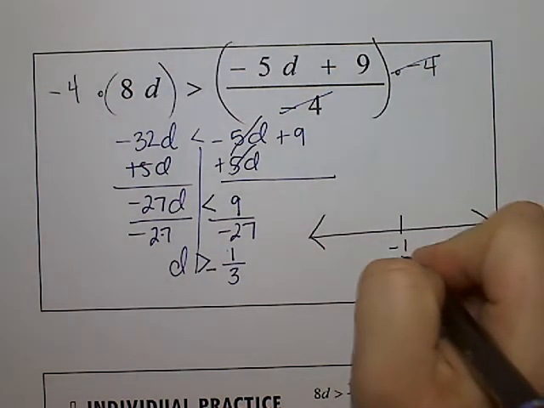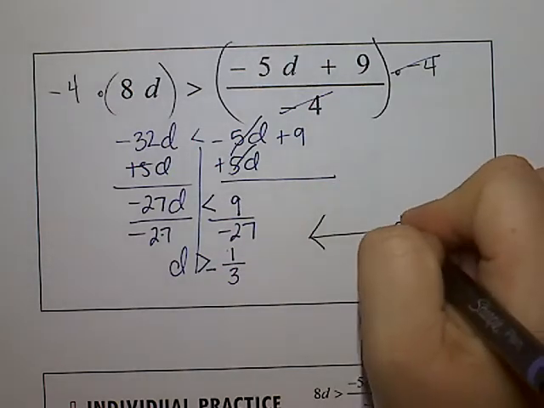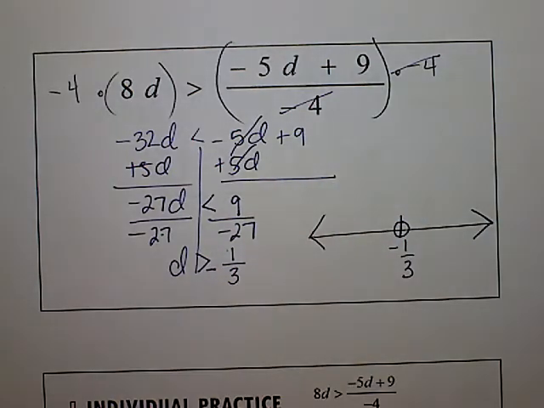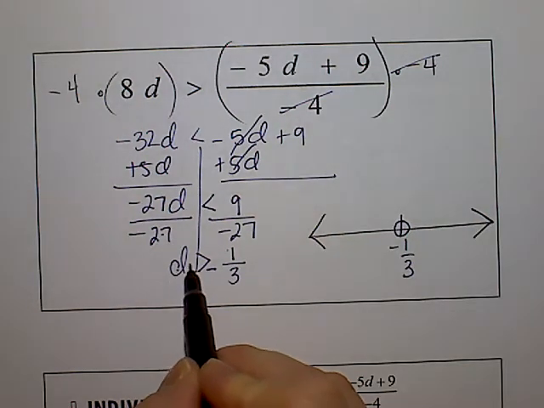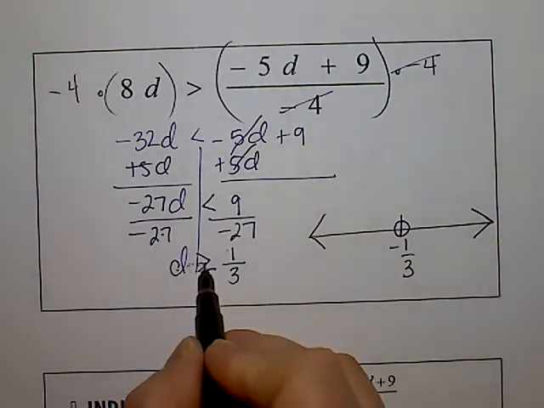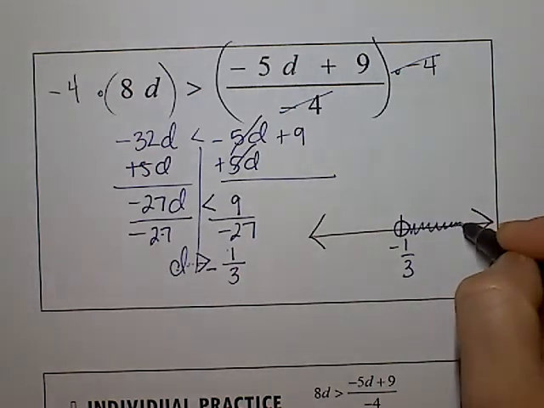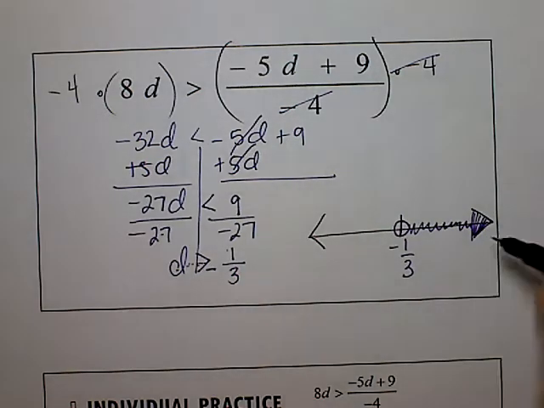Negative 1/3 in the middle. We have an open circle identifying negative 1/3 as not being part of the solution set. As long as the variable is on the left-hand side, I think of this as an arrow saying which way to shade. I'm going to shade to the right. Now, most students get a little more confused with fractions.